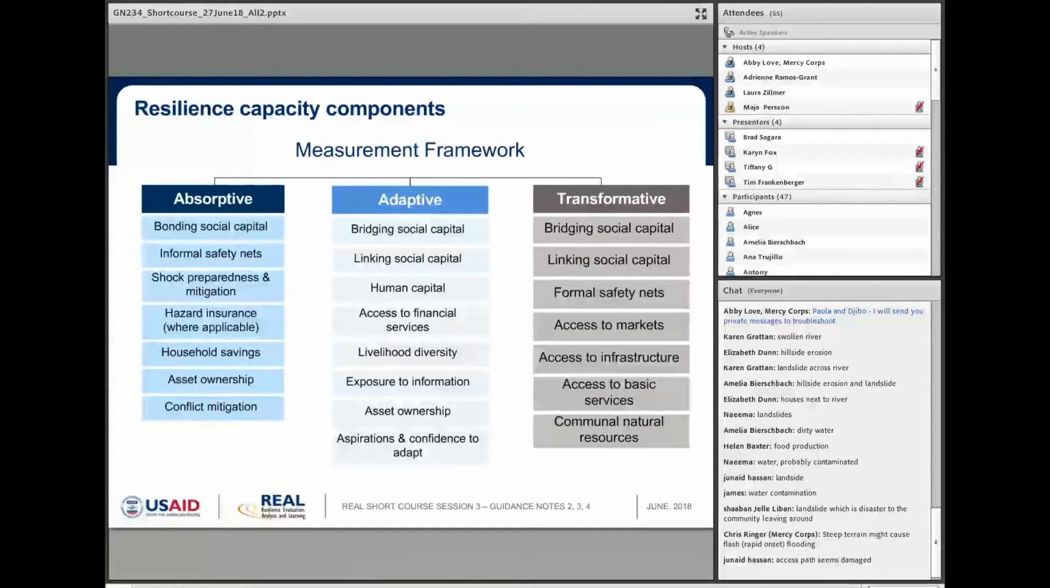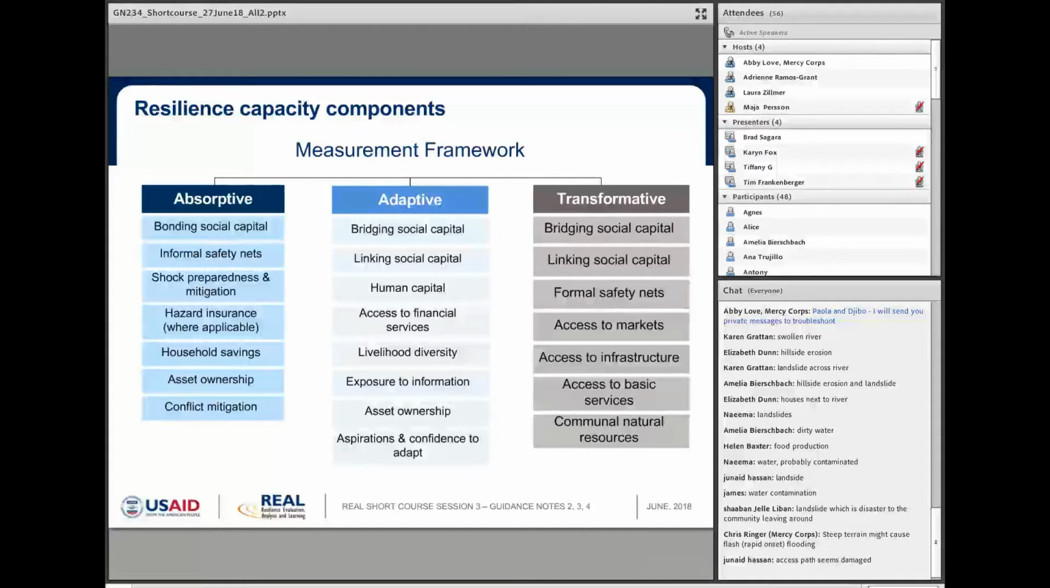So we often think of resilience capacities in terms of absorptive, adaptive, and transformative. So absorptive capacities are the ability to minimize exposure and sensitivity to shocks and stresses through preventative measures and appropriate coping strategies. So like disaster risk reduction, access to financial services, health insurance, savings, things like this.